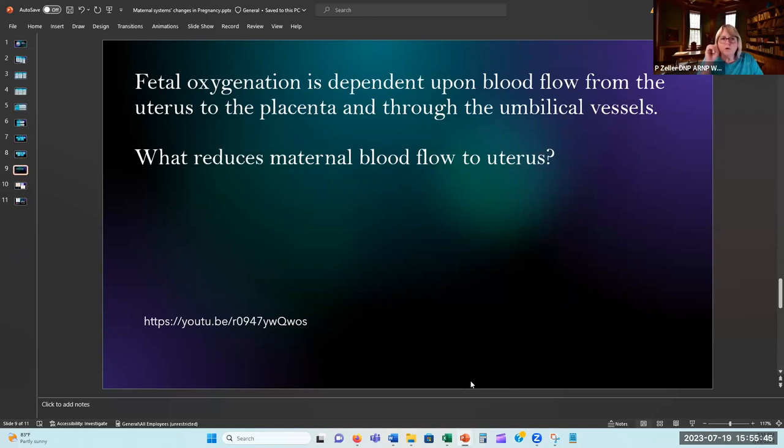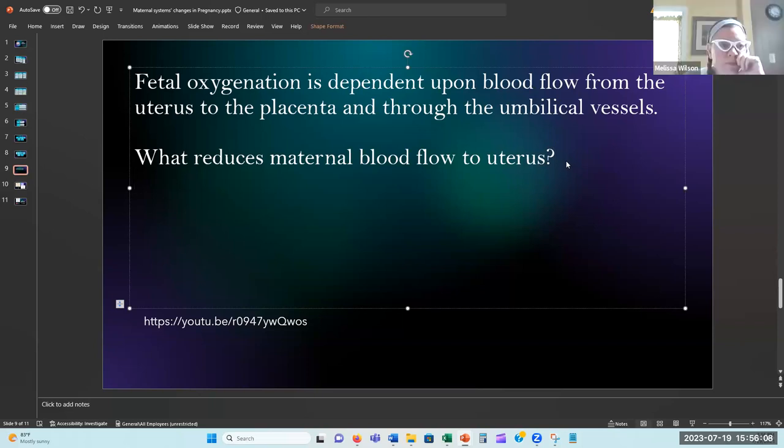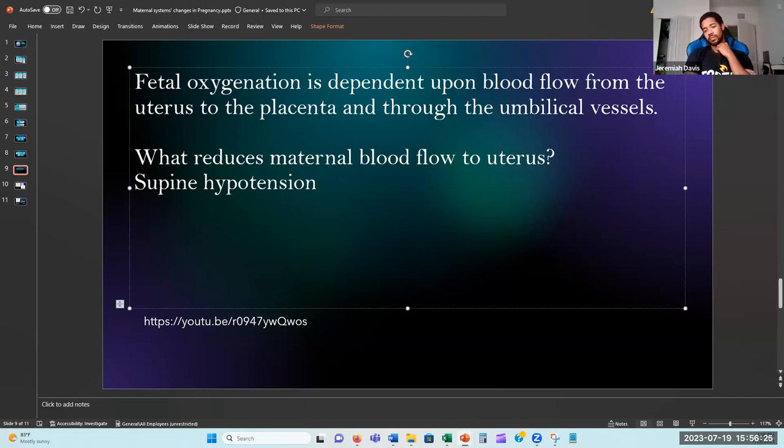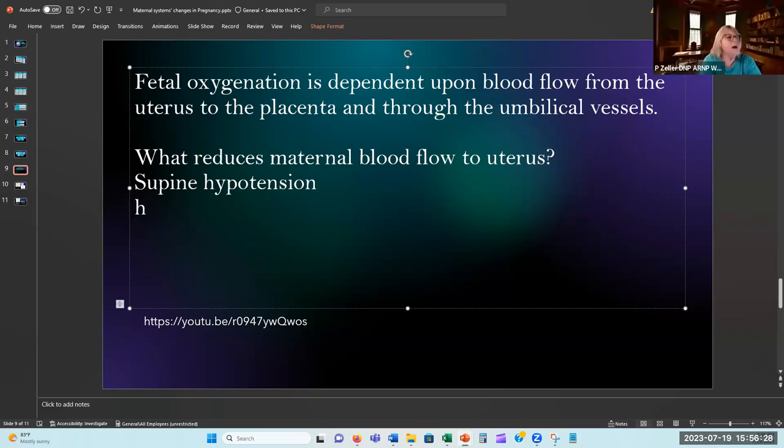Okay, so really important concept here. Fetal oxygenation is dependent upon blood flow from the uterus to the placenta and to those umbilical vessels. So what reduces maternal blood flow to the uterus? Compression. Position. Okay, so supine hypotension. Okay, we'll give you credit for that. That's for sure. Hypotension. Supine hypotension. What else? Hypertension. High blood pressure. Okay, hypertension. Yeah.